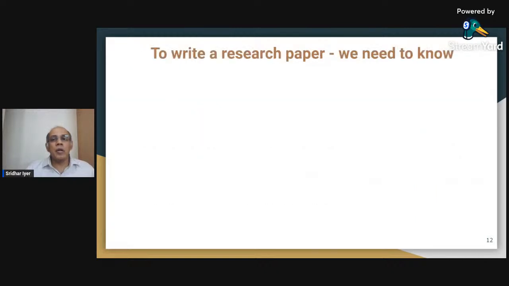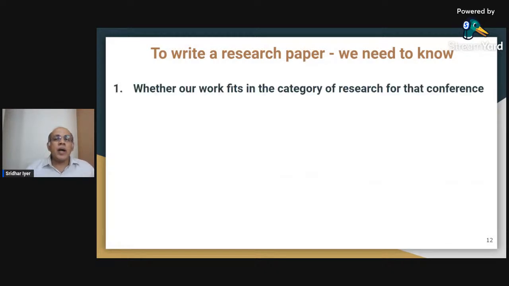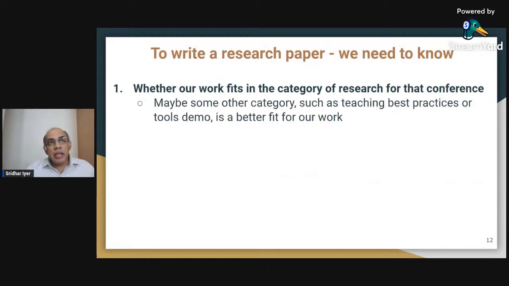When we want to write a research paper, we need to know a few things, right? One is whether our work fits in the category of research for that conference. Maybe our work does not exactly fit the research category. Maybe it fits some other categories, such as teaching best practices or tools demos or some such thing. So it's important to read the call for papers carefully to figure out what category our work fits in.